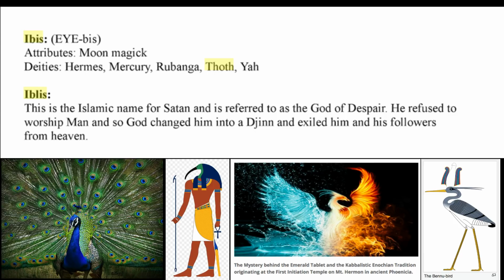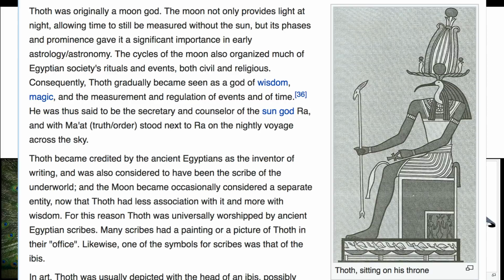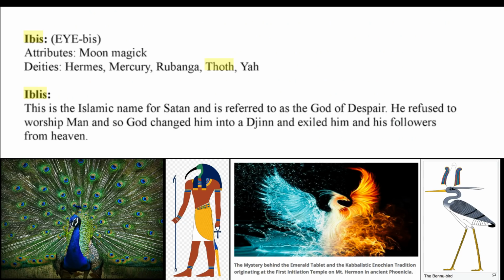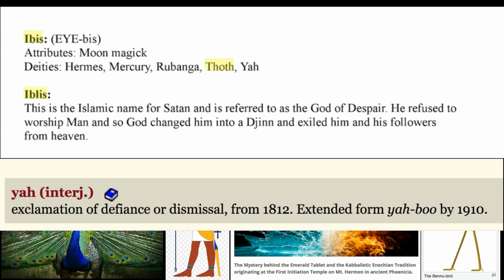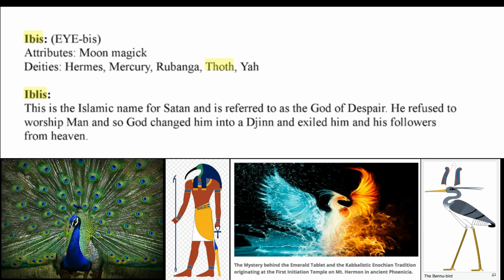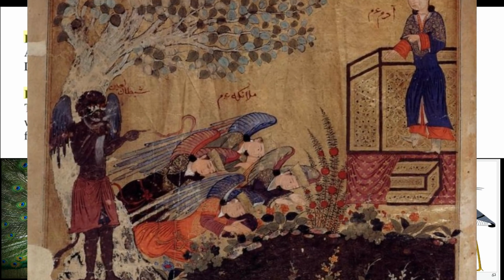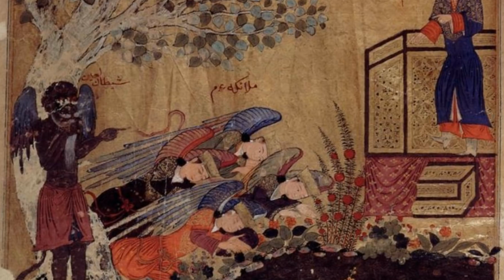The Ibis, or attributes moon magic. Again, Thoth was considered the deity of the moon before he was considered all the rest of the things they gave him, like wisdom, math, astrology, writing. Then it says deities: Hermes, Mercury, Rubanga, Thoth, and Jah. There goes Jah again. Look at the etymology of Jah. You'll see what that means. And Iblis, it says here. This is the Islamic name for Satan and is referred to as the god of despair. He refused to worship man, and so God changed him into a Djinn, and that's a demon in the Muslim world, and exiled him and his followers from heaven.